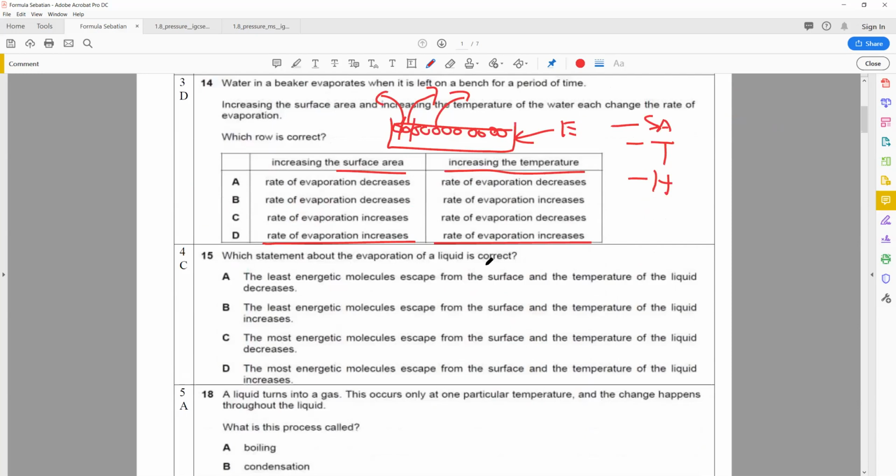Then, which statement about the evaporation of a liquid is correct? The answer given is that the most energetic molecules escape from the liquid and the temperature of the liquid decreases. Now, this is definitely true.